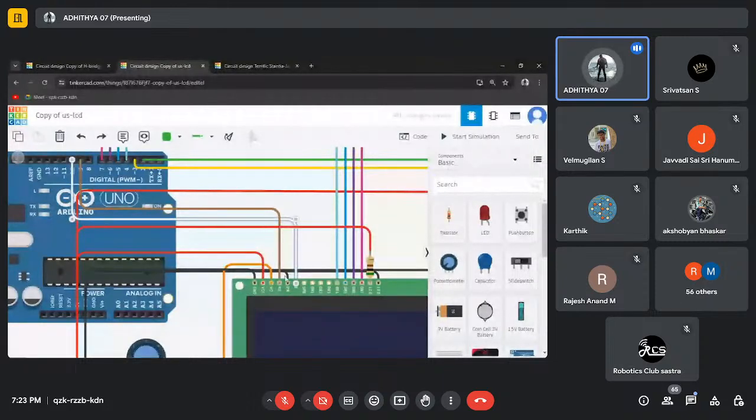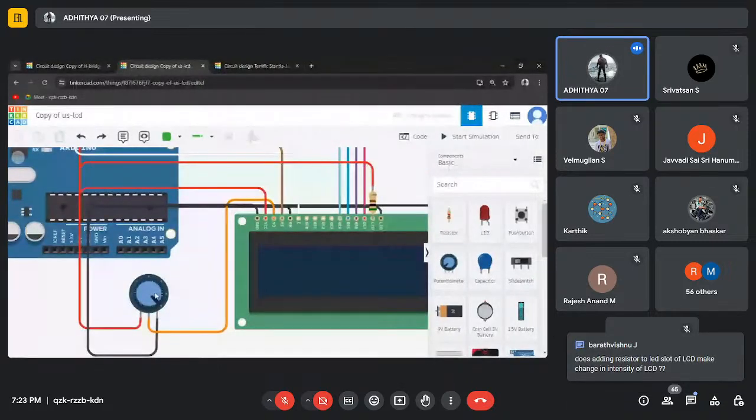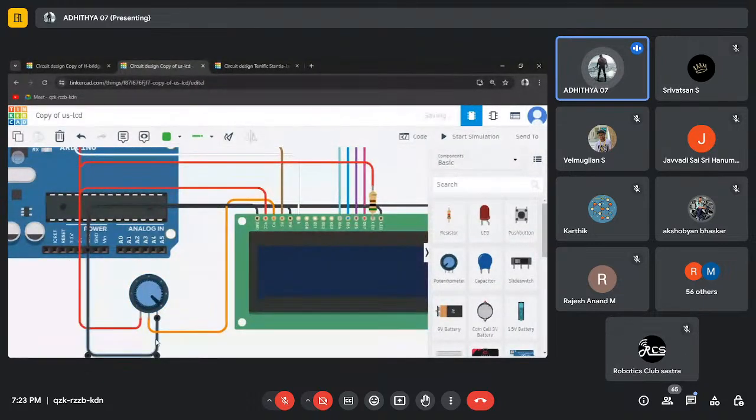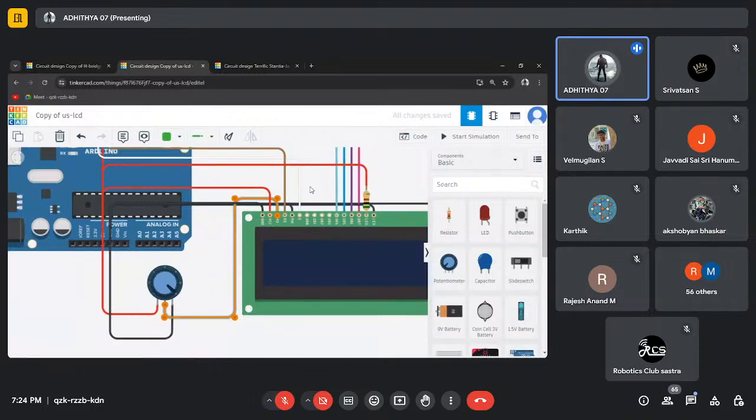After that, the read/write pin. Since we are only writing, we can directly ground the read/write pin, and then the register select is connected to pin number 9. After that, V0 is connected to the potentiometer. In the potentiometer, one side is connected to VCC, which is 5 volt, the other side is connected to ground, and the middle pin is connected directly to V0. Everything we used here is 5 volt.